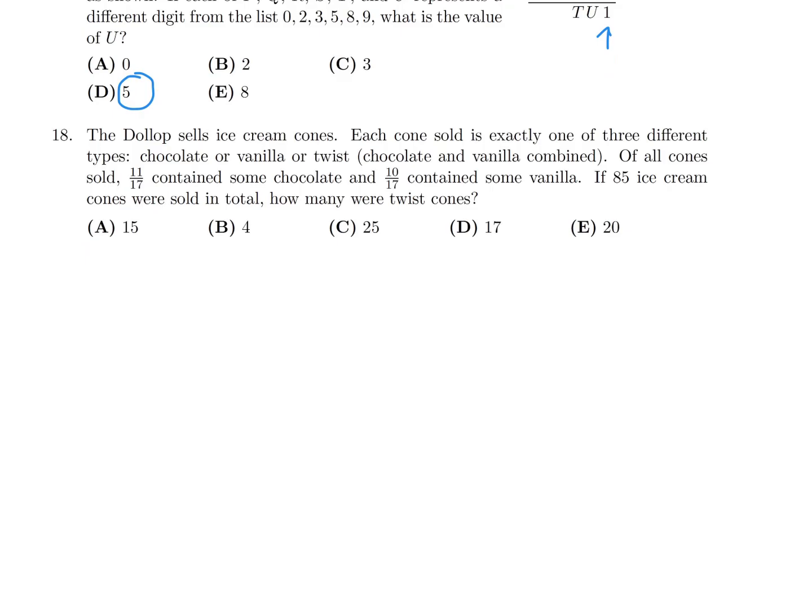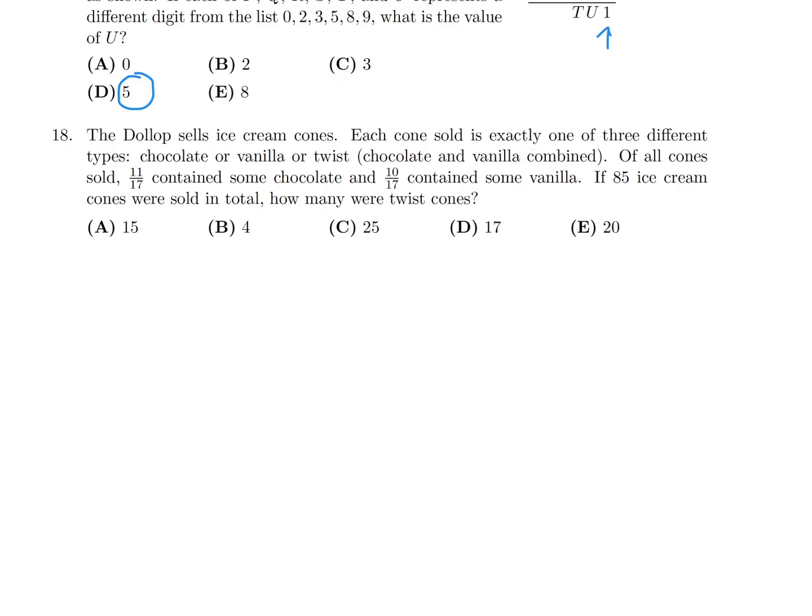The Dollop sells ice cream cones. Each cone sold is exactly one of 3 different types: chocolate, vanilla, or twist. Of all cones sold, 11 over 17 contains some chocolate, 10 over 17 contains some vanilla. If 85 ice cream cones were sold in total, how many were twist?